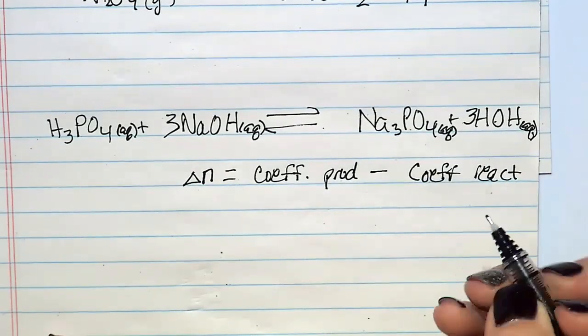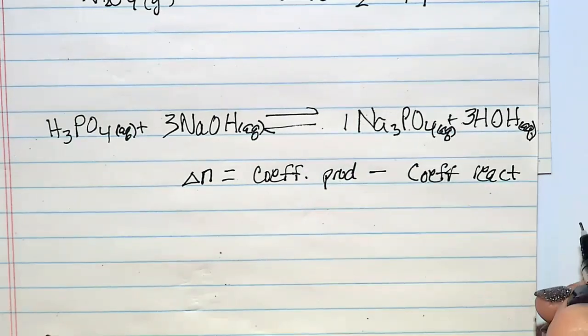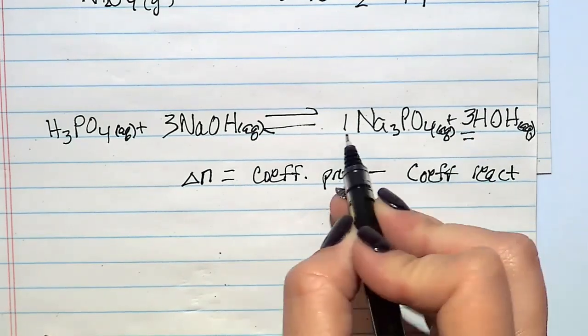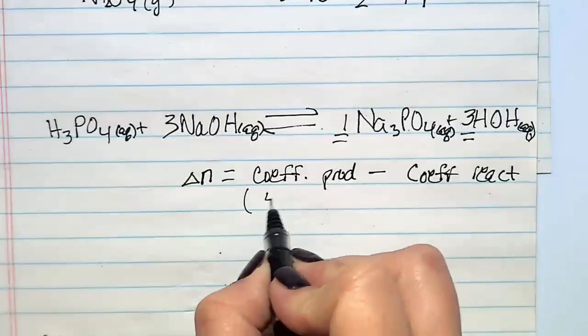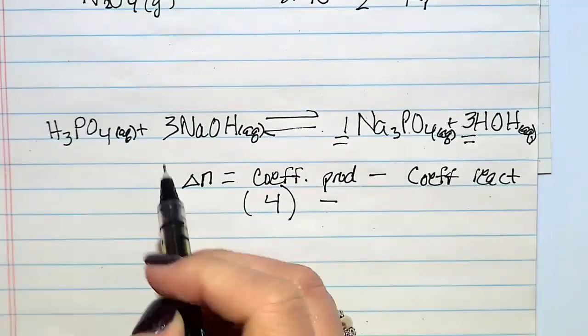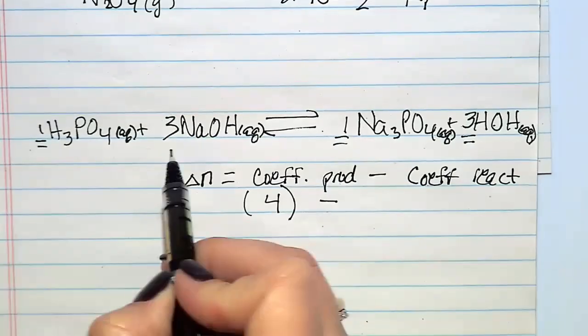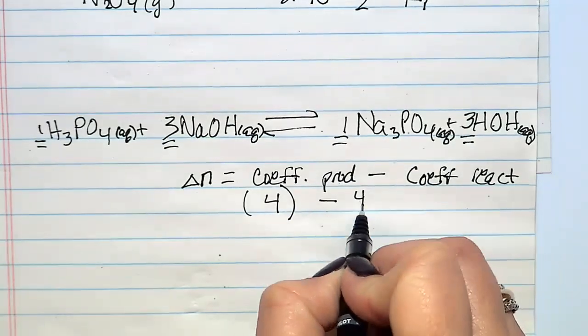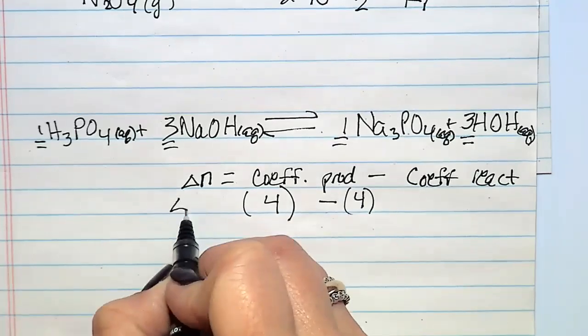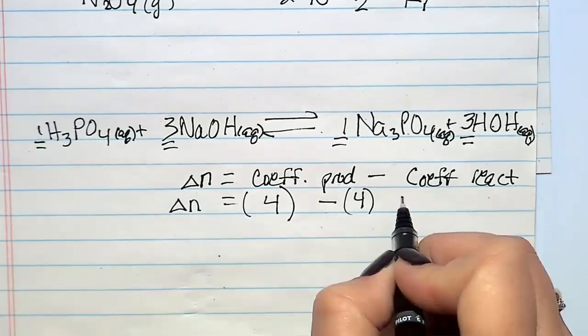So what does that mean? Well, I have an understood 1 here and a 3 here. So it's going to be 4 total minus my reactants, understood 1 here, 3 here, 4 minus 4. So our delta n is equal to 0.